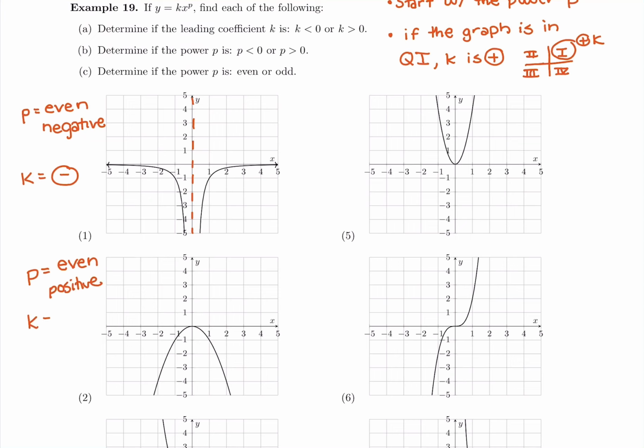And then we want to think about the coefficient. Is the graph in the first quadrant? No. So the coefficient must be negative.